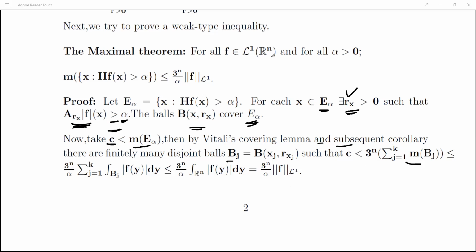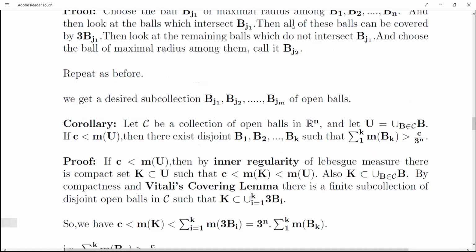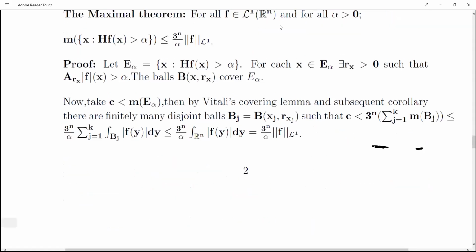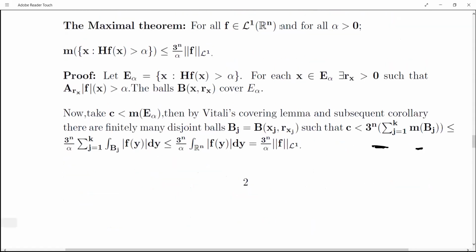So just recall the corollary. This was what the corollary did: the sum of the measure of the balls is greater than C by 3 to the power n. So that's how you get this. Your C is less than 3 to the power n times the sum of the measure of the balls. And then the measure of each ball is less than or equal to the integral of mod f over that ball by alpha.